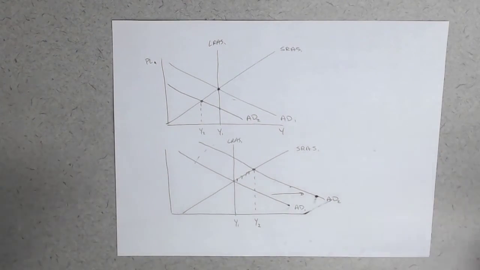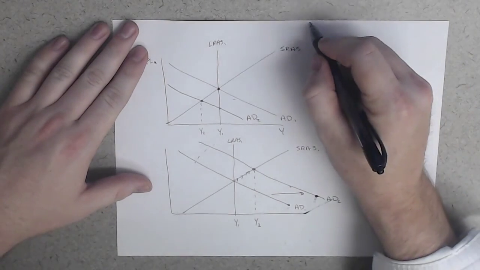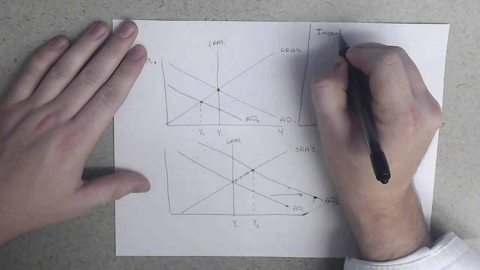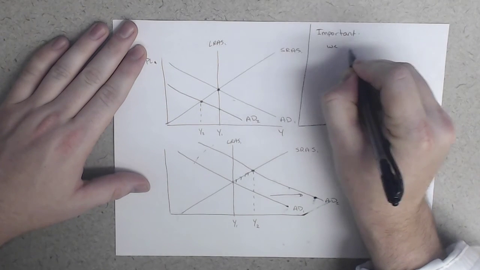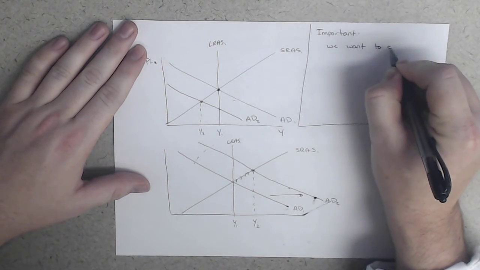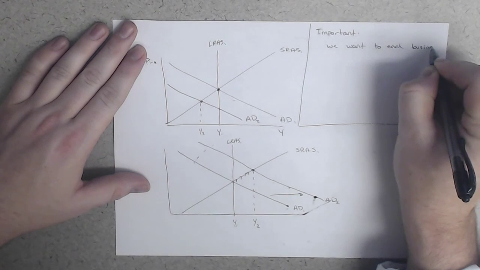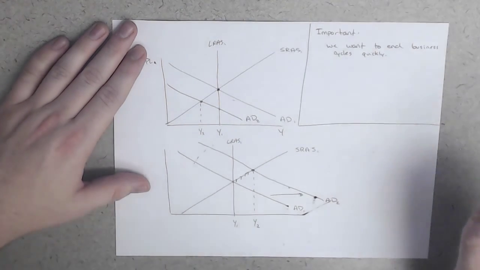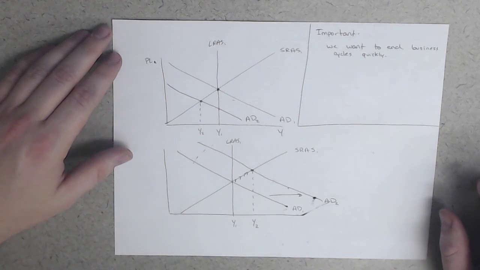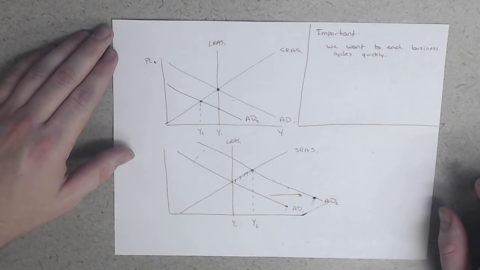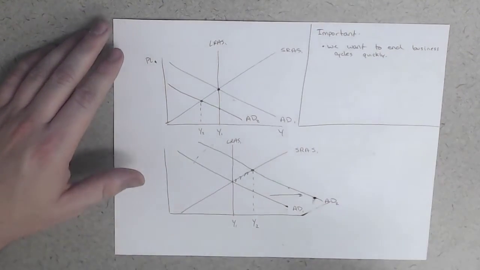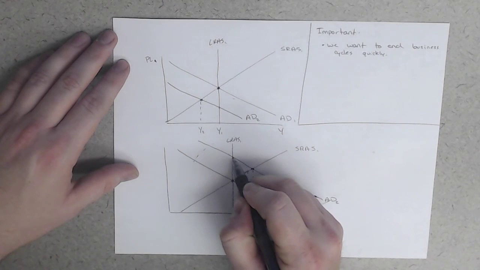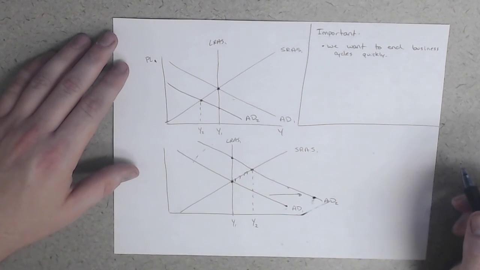Now, the important thing to consider in all of this, so I'll put this up here, is that we want to end business cycles quickly. We don't want to be in a recession for very long, but we also don't want to be in a boom for very long either. So the goal is to reduce the business cycle, to get us back to this long run equilibrium as quickly as we can.